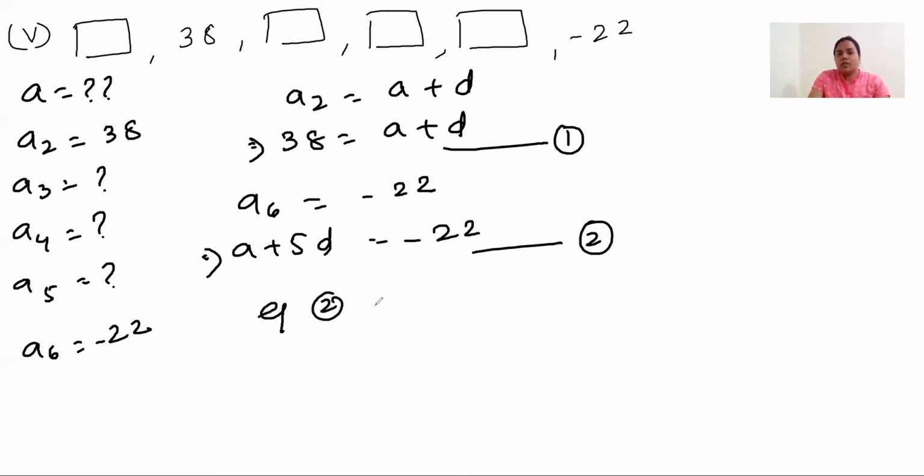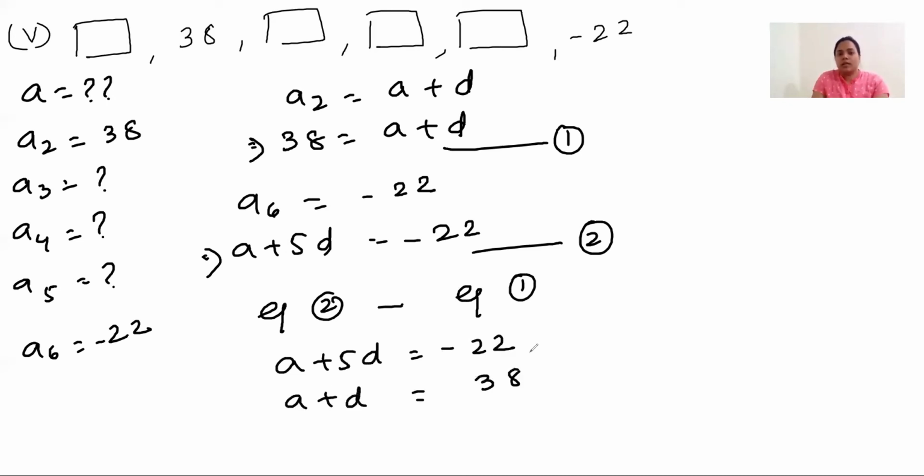Now we'll do elimination. Equation 2 minus equation 1. That is A plus 5D is equal to minus 22. A plus D is equal to 38. We will have to subtract. We will change the signs.